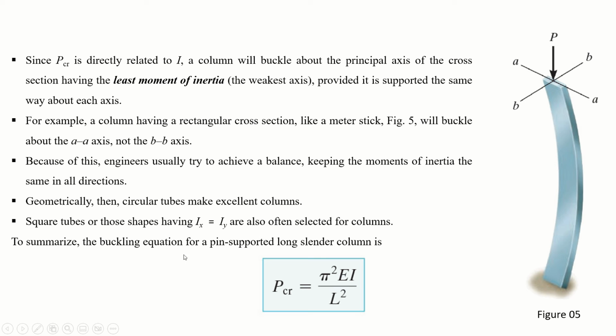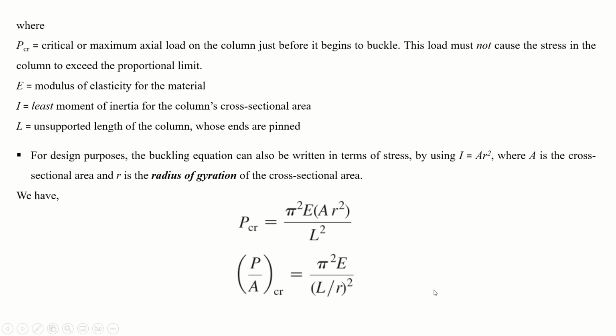To summarize, the buckling equation for a pin supported long column is, now you have seen this word for the first time, pin supported, because in the next section of the lecture we will be talking about the support conditions. So as of now, don't worry about pin supported or fixed supported. For the pin supported, the formula is P critical equals pi squared EI by L squared, which is Euler's formula, right?